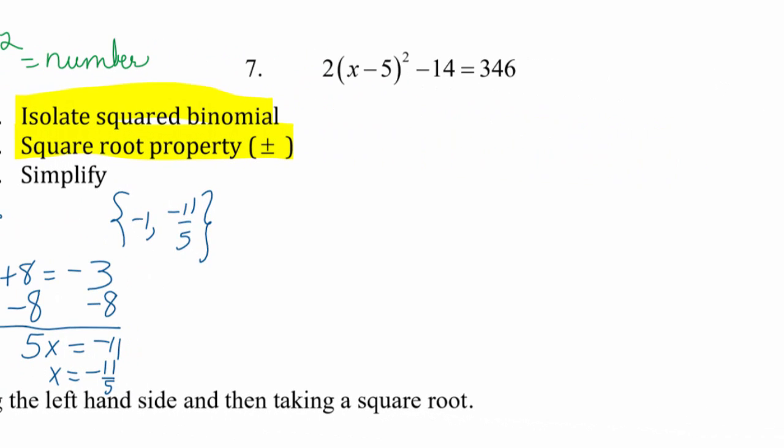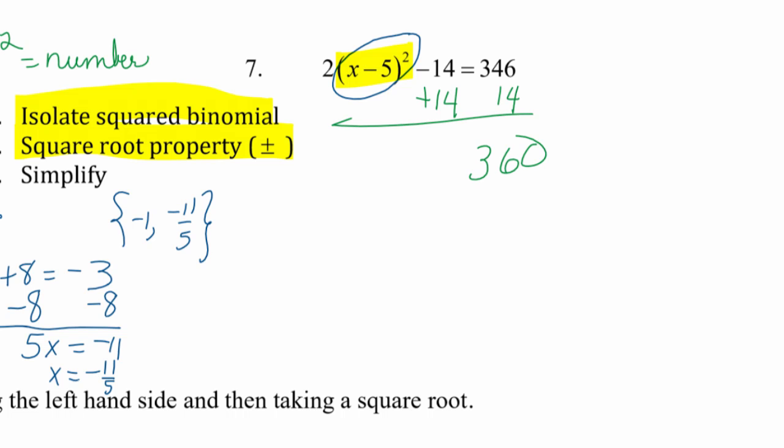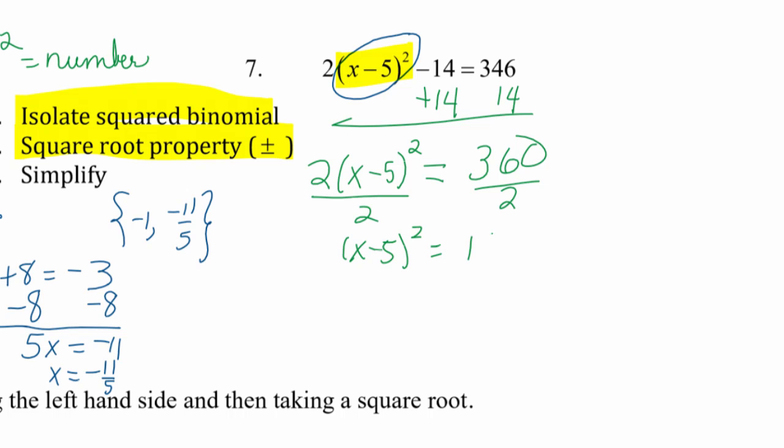Again, look at this one. We have that squared binomial, that quantity squared. The problem is that it's not isolated. So our first step will be to isolate that. We're going to go ahead and add the 14 to both sides. It looks like 360. And then we are going to divide both sides by 2, so we get x minus 5 squared equals 180.